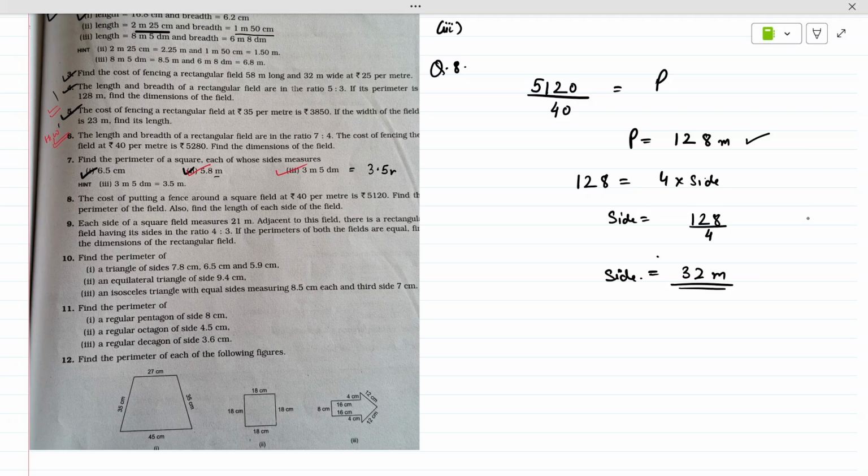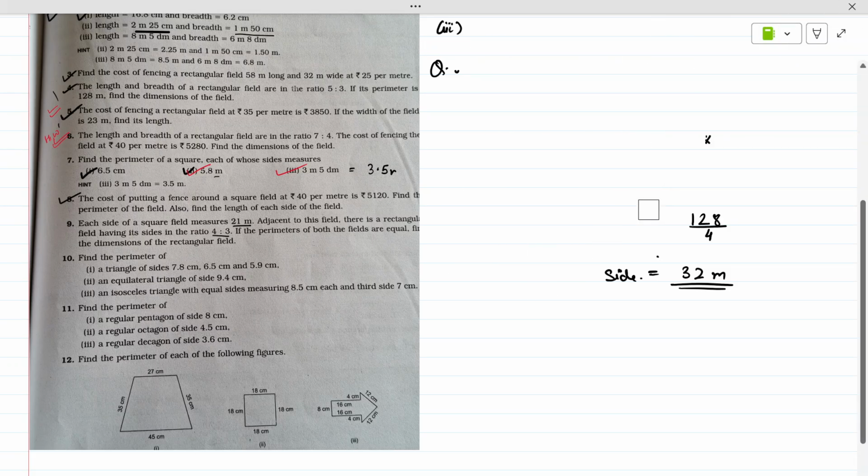Okay. So kids, this is how we have to do this question. Next, each side of a square field measures 21 meter. Adjacent to this, there is a rectangular field having its sides in the ratio 4:3. If the perimeters of both the fields are equal, find the dimensions. This is very easy, just that we have different steps to it.